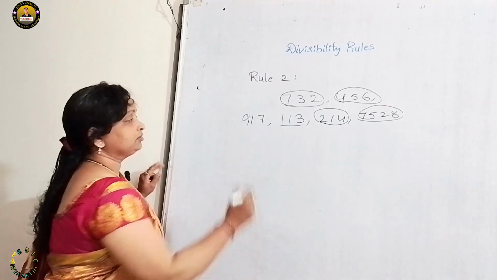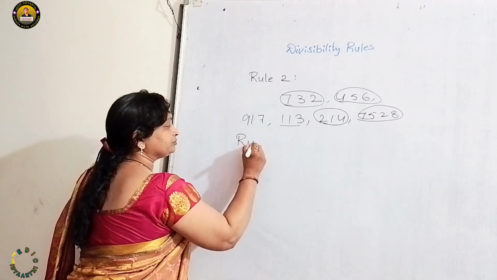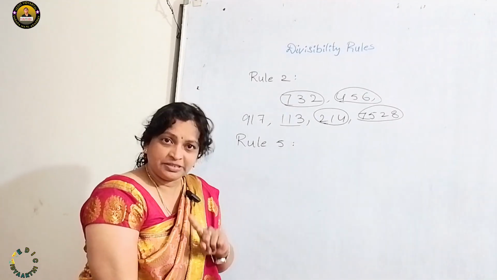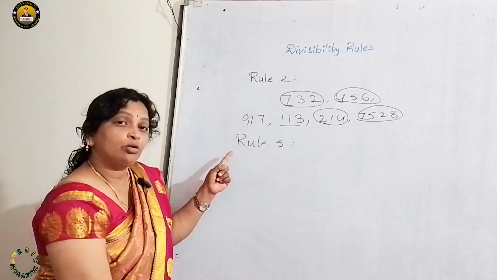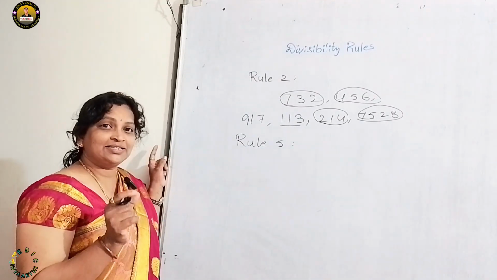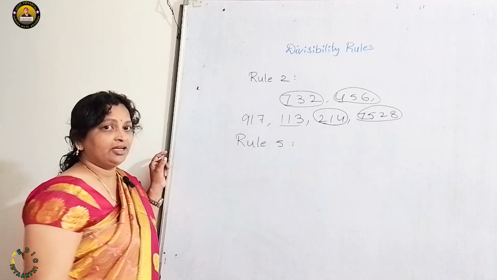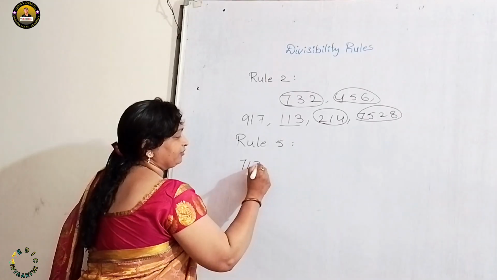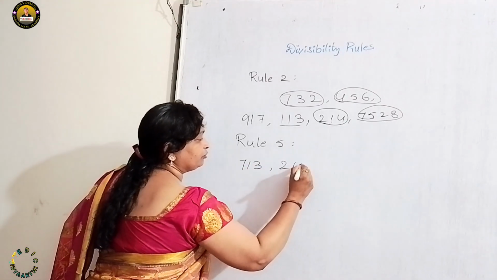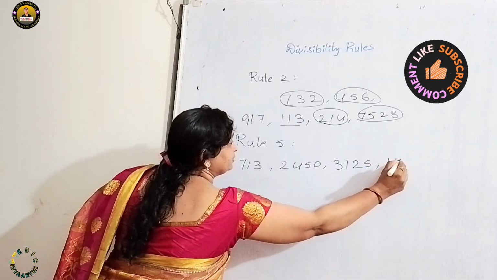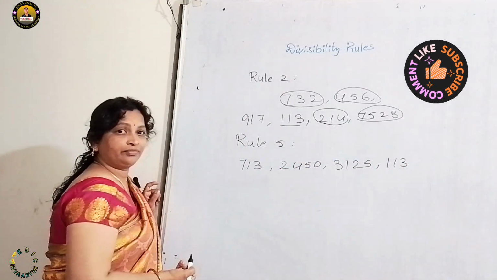Let us go for rule 5. What is rule by 5? If the last digit is either 0 or 5, then it is divisible by 5. Examples: 713, 2450. Here we are going to check which are divisible by 5.